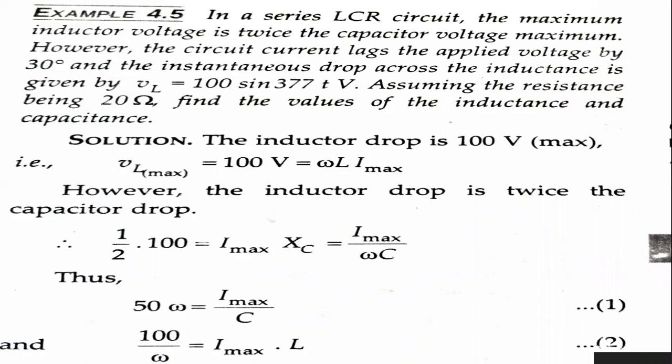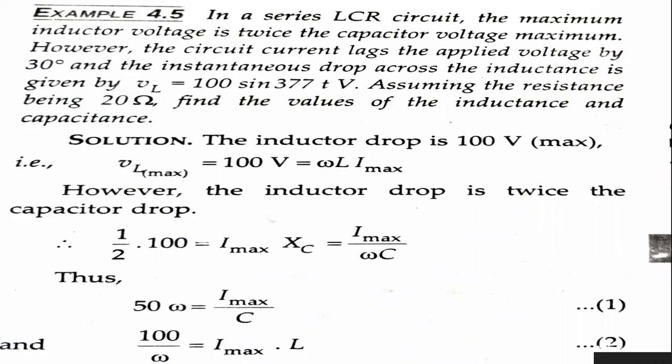Again, one more statement is given: the inductor drop is twice the capacitance drop. That also you need to consider. So if we are talking about that, this 2 will be multiplied with Xc. That's why we have taken the half of that inductor. So 1 by 200 into I max Xc.